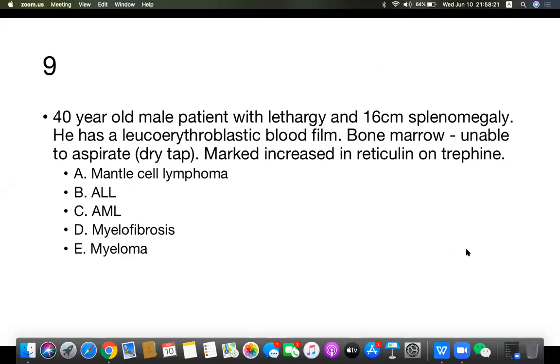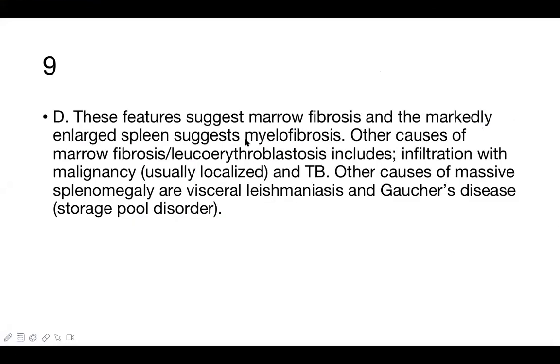These are the very typical type of cases. So see there, these features suggest marrow fibrosis, and the markedly enlarged spleen suggests myelofibrosis. Other causes of marrow fibrosis or leucoerythroblastosis include infiltration with malignancy, usually localized, as well as tuberculosis.